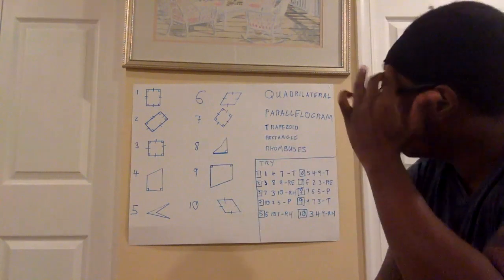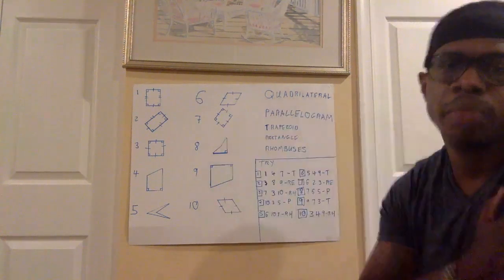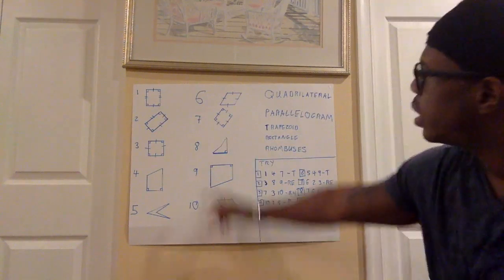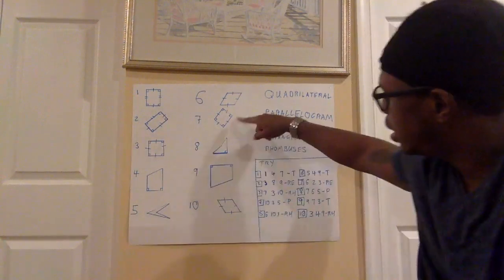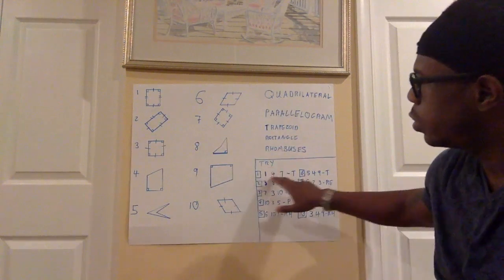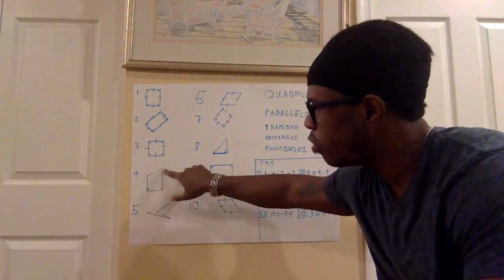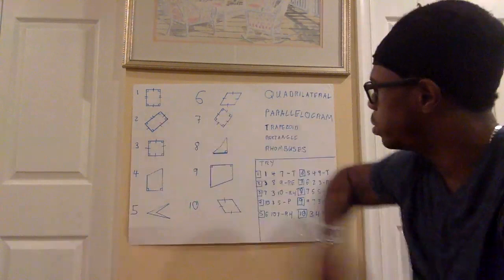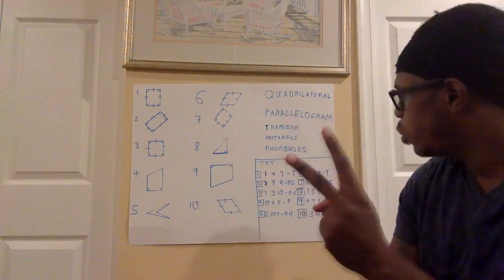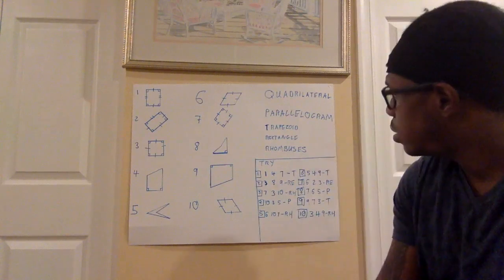All right, number 1. We're looking for trapezoids, again, which are quadrilaterals that have one pair of parallel sides. So we have 1, 4, and 7. For the trapezoid, you should only circle number 4, because that's the only one that has one pair of parallel sides. Number 1 has 2 pairs, number 7 has 2, so that's boom, boom. Only number 4.